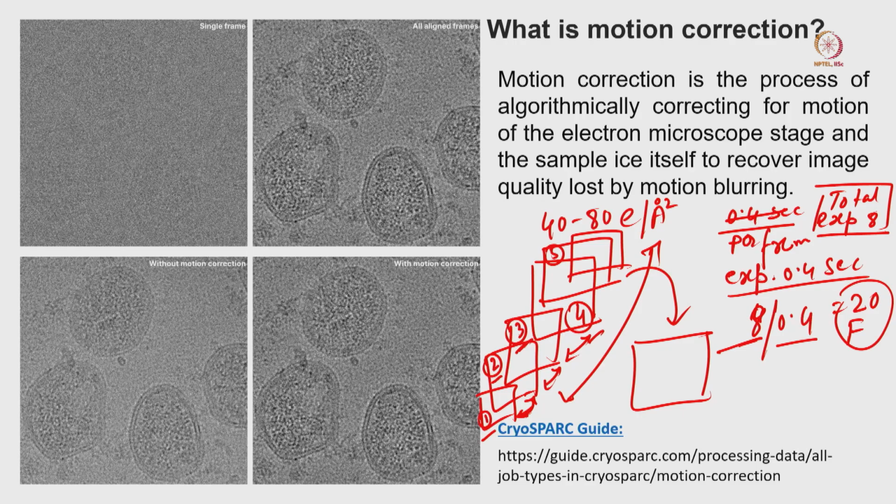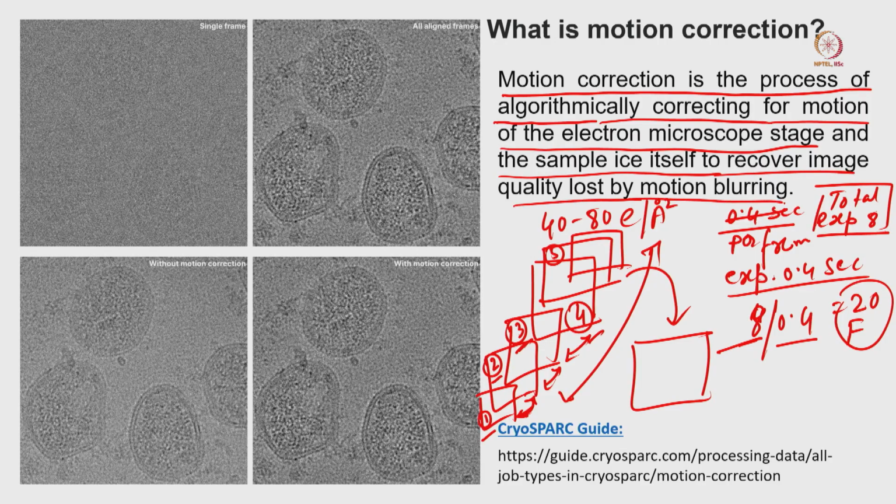So, what is motion correction? Motion correction is the process of using an algorithm to correct for the motion of the electron microscope stage and the sample ice itself, to recover image quality lost by motion blurring. Due to this motion, thermal drift or stage related problems, we are losing high frequency signal, and we are correcting those things using motion correction. This is our first step.